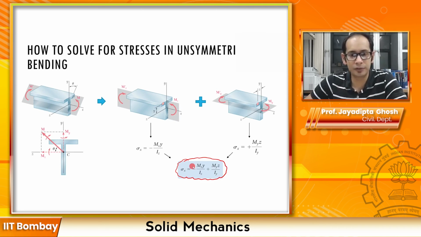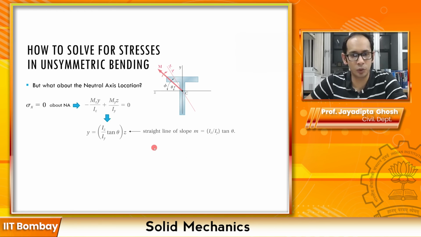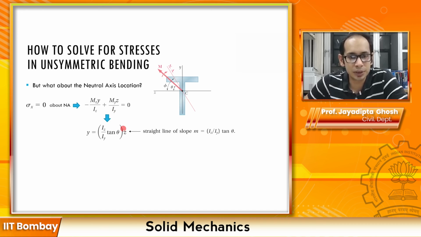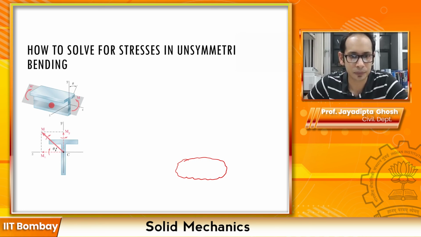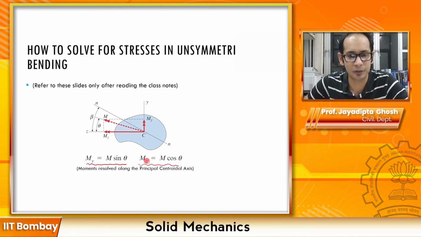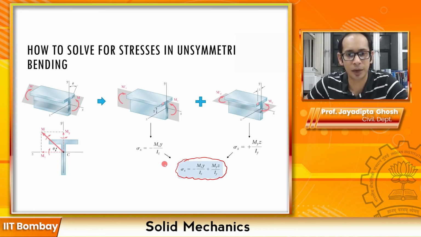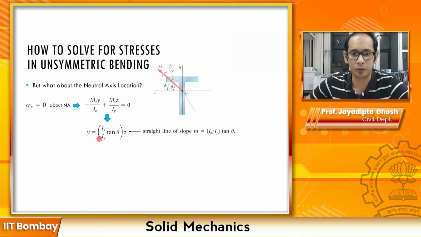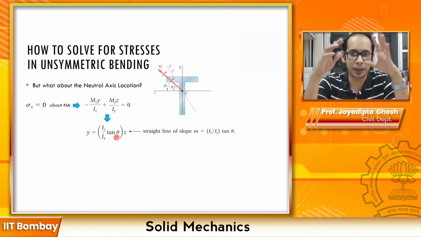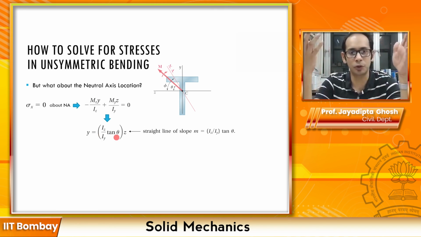Now we have already derived the formula for sigma x over here. If I substitute that over here, you will see that this boils down to something like this. Remember the My and Mz which we had calculated: My was M sine of theta, and Mz was M cosine of theta. If you put that in and simplify, you get this expression for y. Now remember the equation of a straight line, y equals mx plus c.